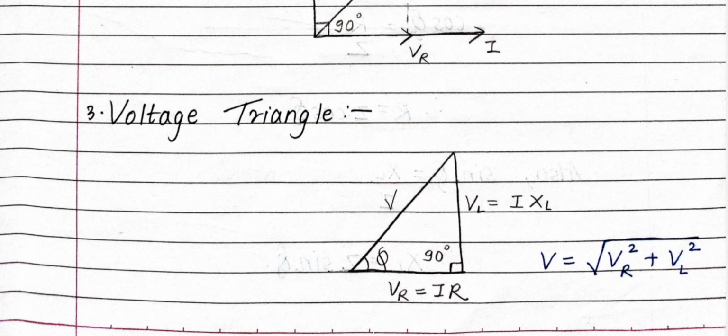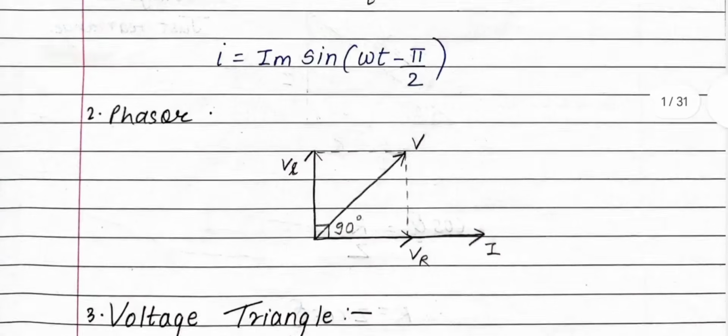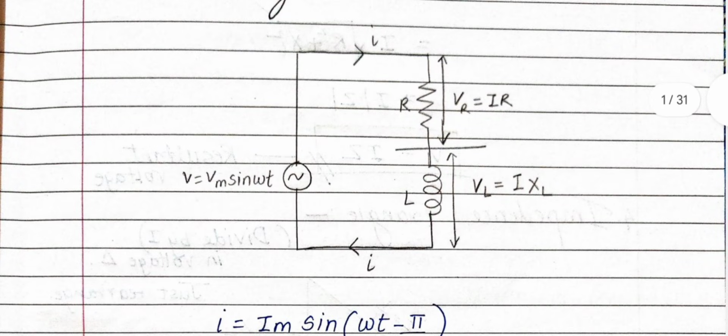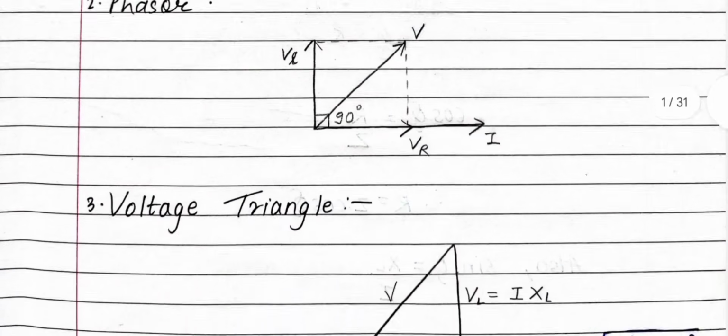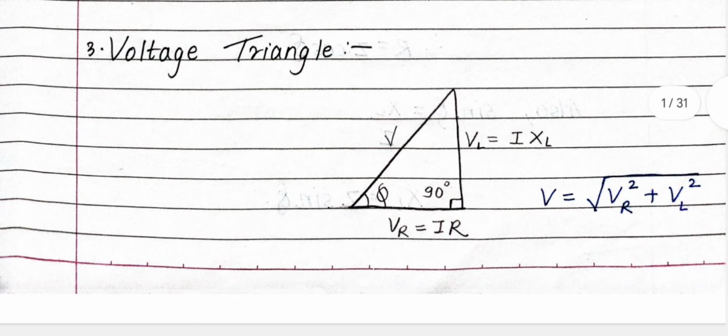Just make VR on the x-axis, then VL towards the right, and its hypotenuse is V, that is the supplied voltage. As I told you the definition of the voltage triangle, remember you don't have to write any definition. Just as I am showing you the answer, that is only what you have to write in your answer sheet. If such a question comes, just draw this circuit diagram, then this phasor diagram, the voltage triangle, and the things which I am going to tell you further. Okay, this is the voltage triangle as we have made.